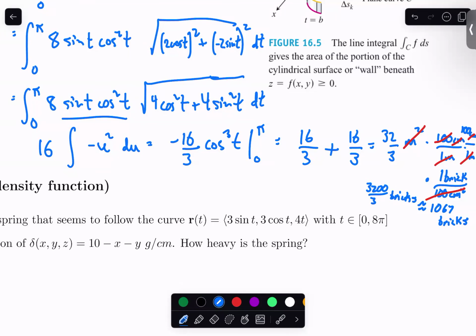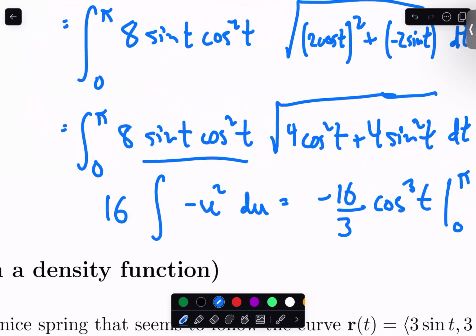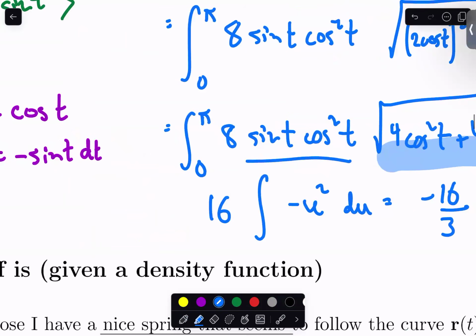Yes. Like the 8 sine t cosine t, that step to the next step. Yeah, so there were a couple of things that I did here, and I just kind of talked through it. So I apologize for not writing down as much as maybe I should have. But the first thing is that I needed to simplify this bit under the square root, right? So I factored out the 4, and then I had cosine squared plus sine squared, that's 1. So this all became basically the square root of 4.